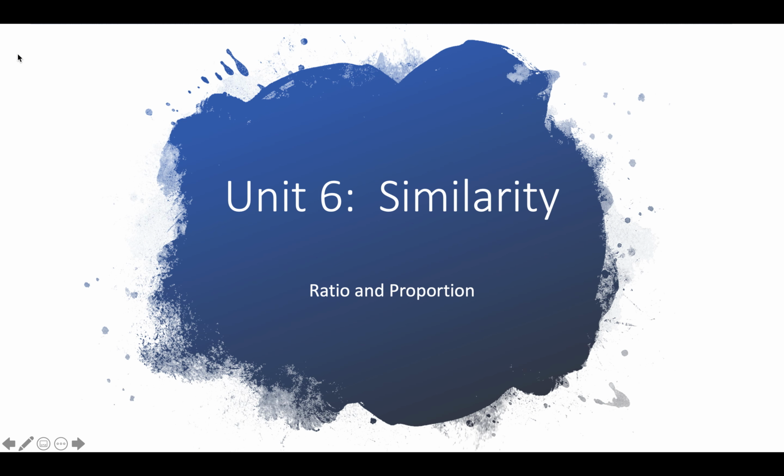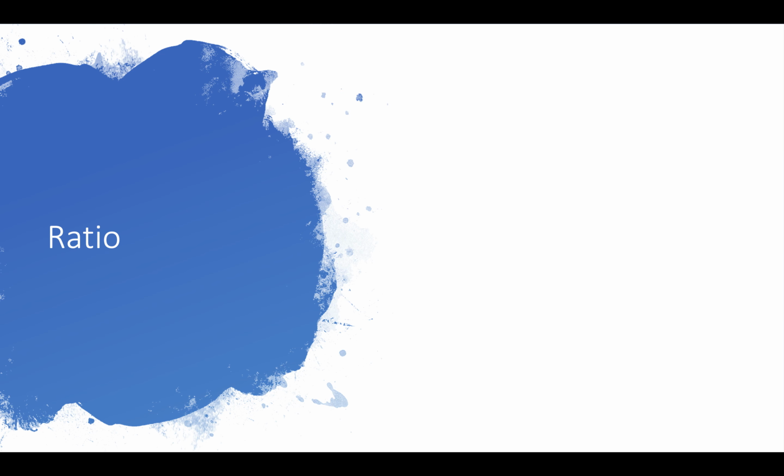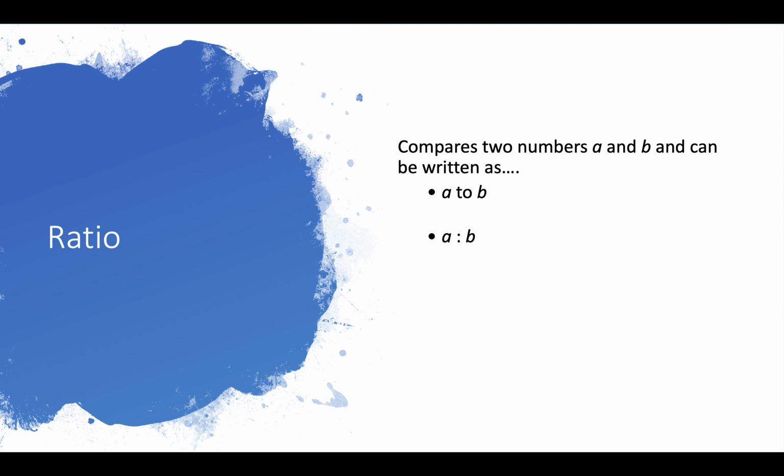Semester 2, and we are starting with similarity, ratios and proportions. First, we'll look at ratios. You've had those. A ratio compares two numbers, A and B, and can be written as A to B, A:B, or A over B, as long as B doesn't equal 0. Examples: 1 to 2, 1:2, or 1 over 2.